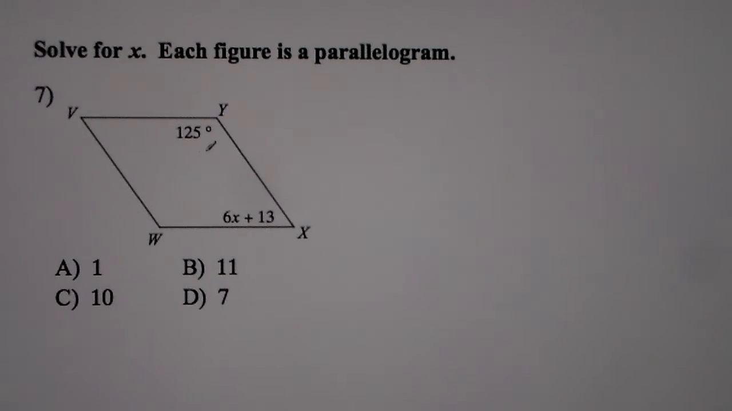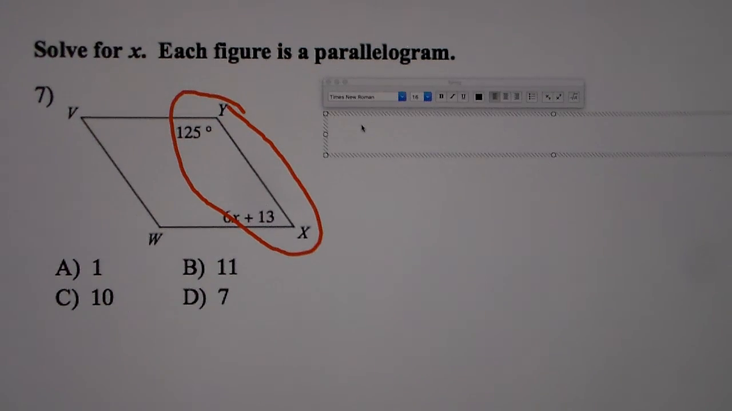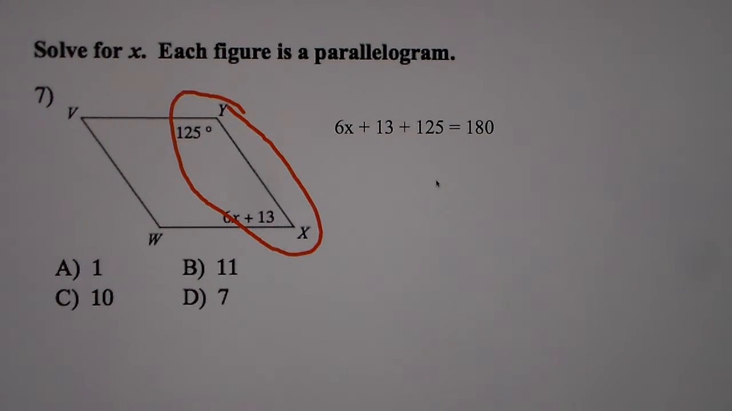All right, number 7. So knowing that these two side angles, they add up to 180, we combine them, and set them equal to 180. So we got 6x plus 13 plus 125 is equal to 180. Combine like terms, 13 plus 125.